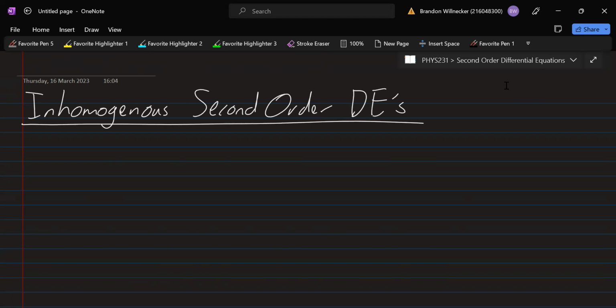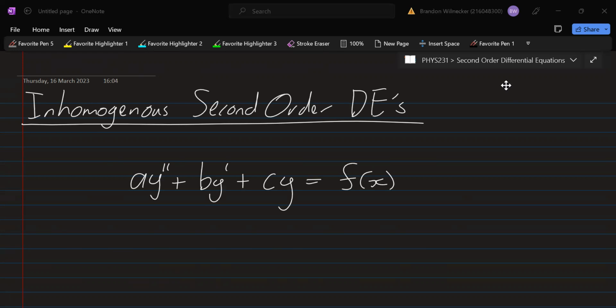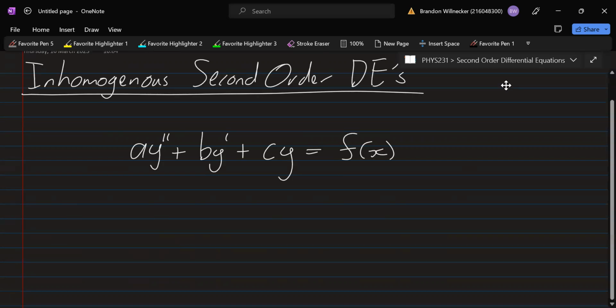These have the form a y double prime plus b y prime plus c y is equal to f of x, where f is some function of x. So it's no longer 0, but we're still working with constant coefficients. a, b, c are just constants like before. The way that we solve this is in 2 steps.